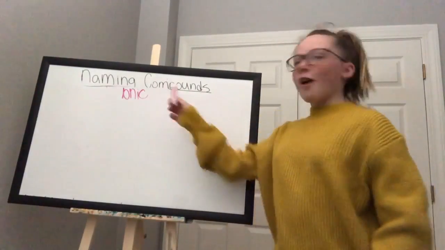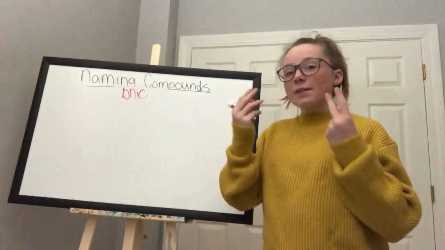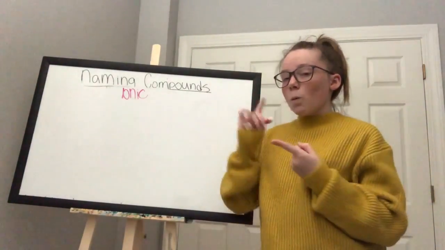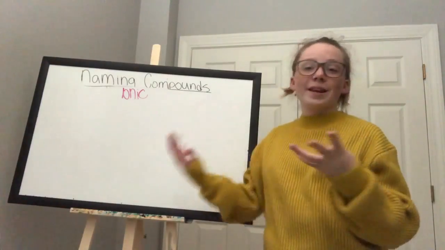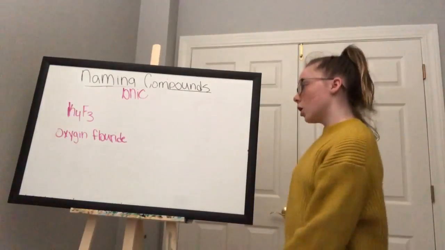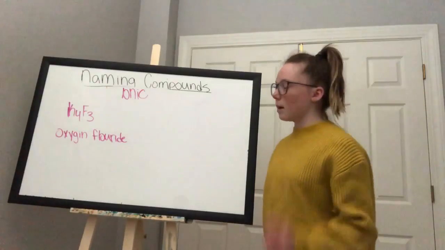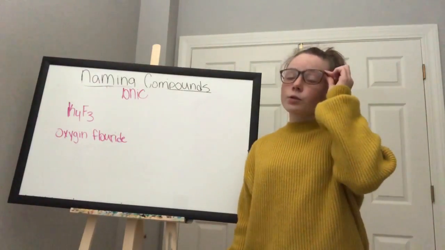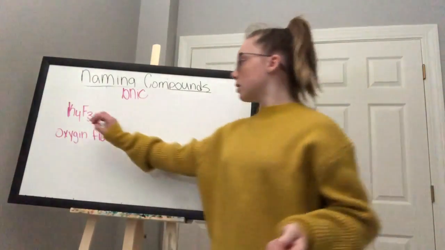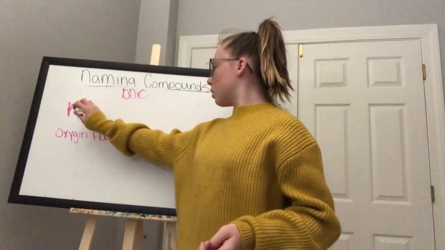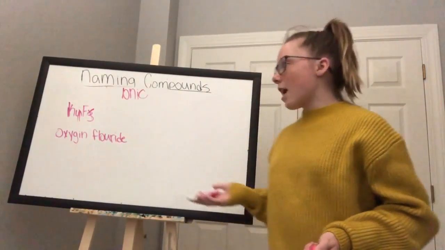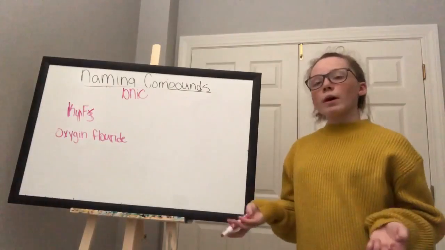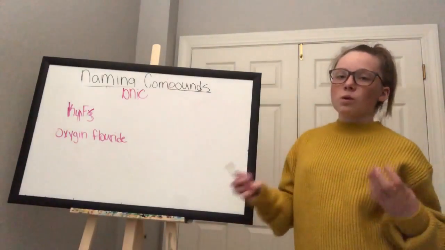So, ionic compounds, how do we name them? Well, I'm going to give you 2 formulas. One is written, one is not. And then I'm going to teach you how to do it. K4F3. In ionic compounds, you can just drop the subscript. So now it's KF. And if we were to write it out, it would be potassium fluoride.